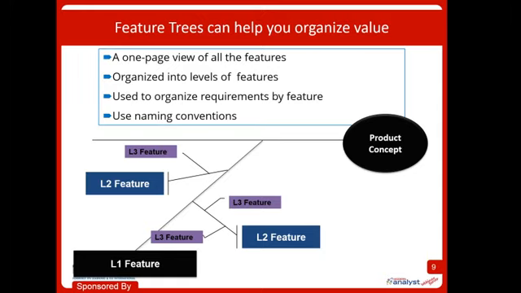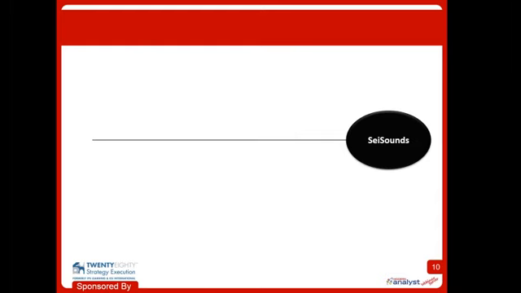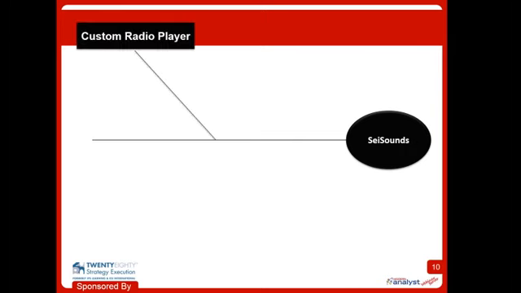So let's look at the example from C-Sounds. That line through the middle, that's kind of the branch of our tree. We call that the product concept. That's the solution, the thing that we're building, right? And so in this case, it's C-Sounds. And then at the top, I've got the custom radio player.